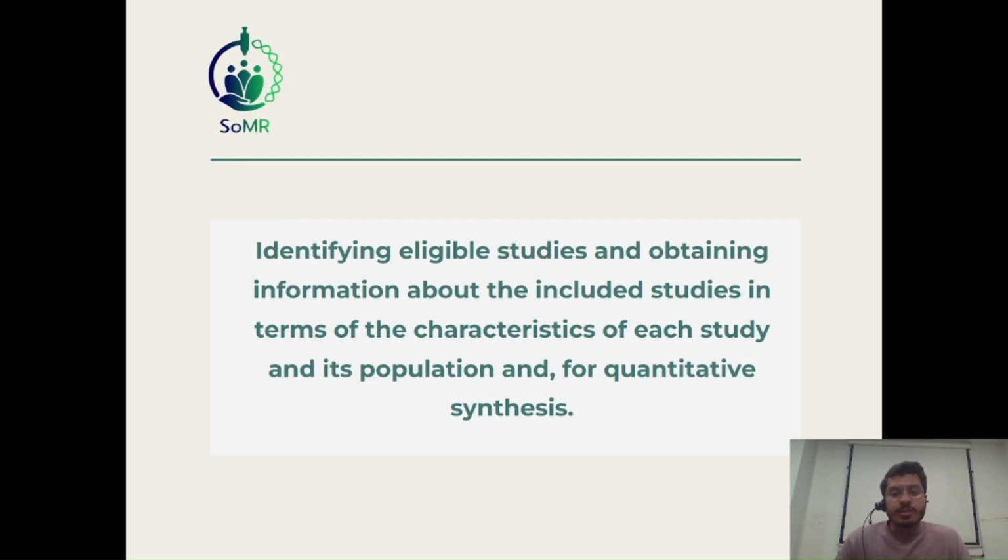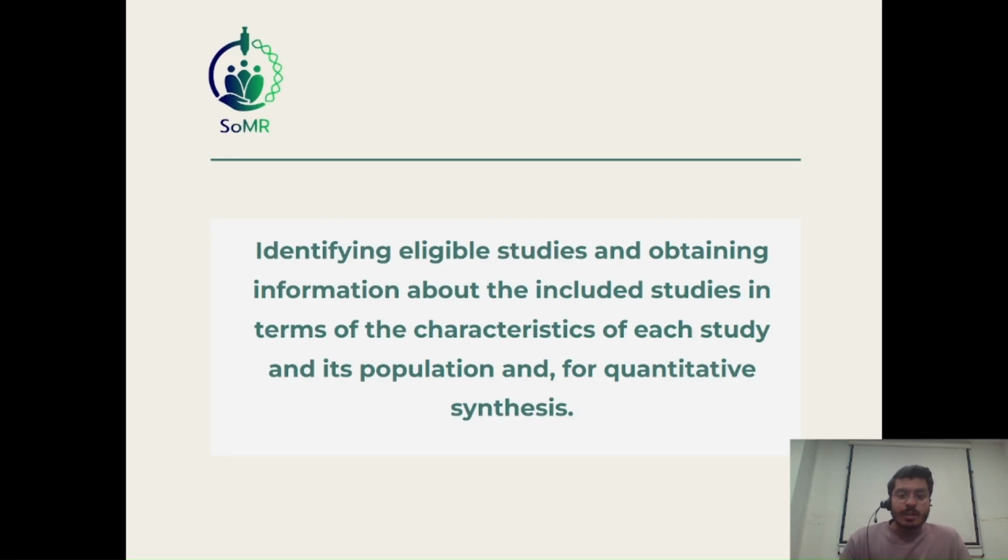So data extraction is identifying eligible studies and obtaining the relevant information about those studies in terms of the characteristics of each study, its population, and outcomes that you want to analyze, that you want to work on for your systematic review or even meta-analysis, right?